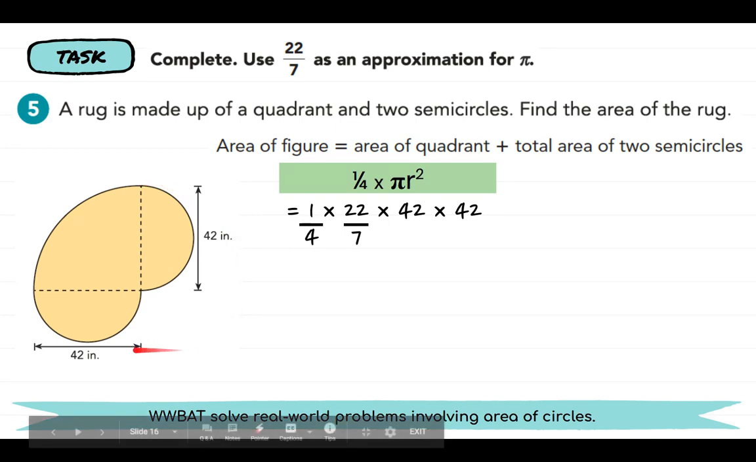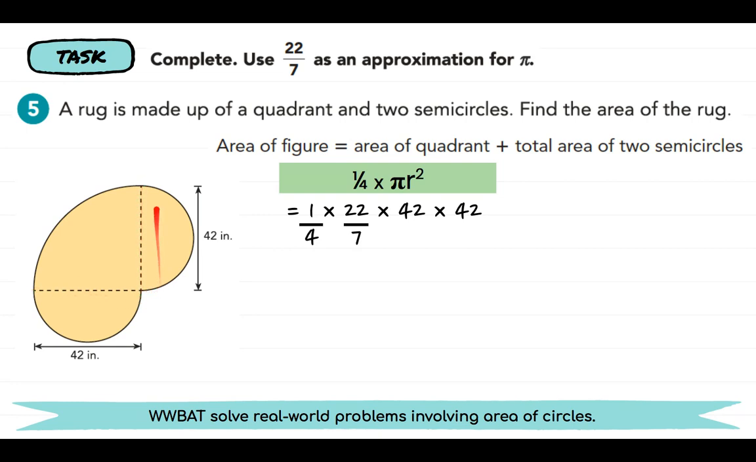Because if you imagine a big circle, this line segment went from the center of the circle to the edge of the circle. So this is the radius. Now to find the area of the 2 semicircles, notice that the semicircles are the same size. They both have diameters of 42 inches. So notice that this is a circle which is smaller than the bigger circle that creates the quadrant.